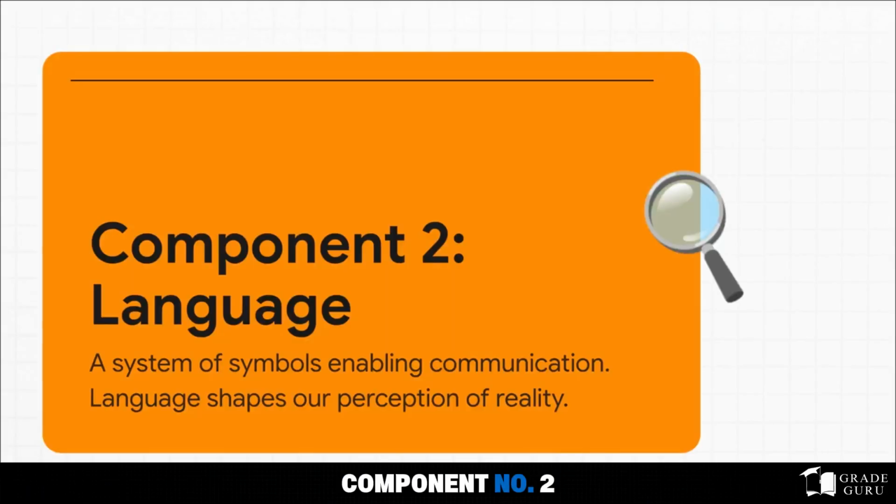Okay, component number 2, language. Now, language is way more than just talking. It's a whole system of symbols that lets us communicate. And here's where it gets kind of wild. And this is a key theory to remember, the Sapir-Whorf hypothesis. This idea suggests that the language you speak doesn't just describe your reality, it actually shapes how you perceive it.